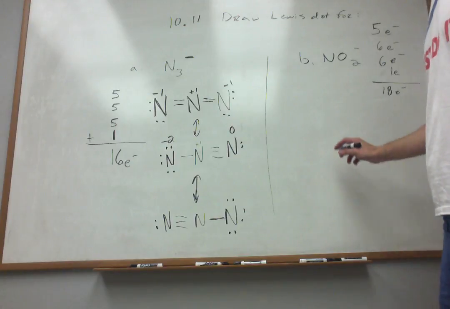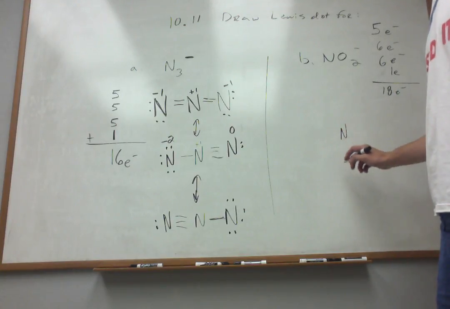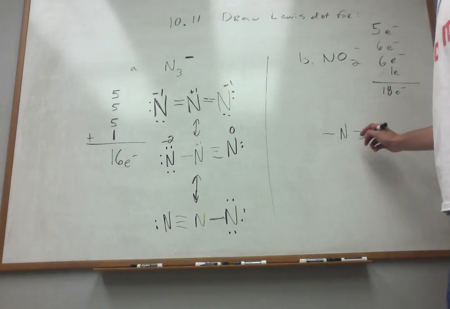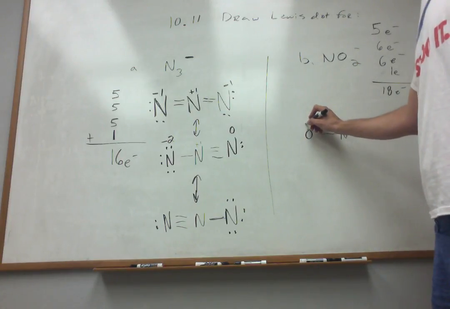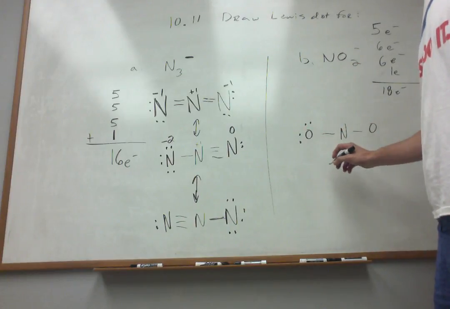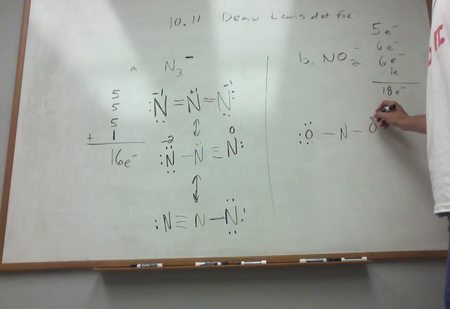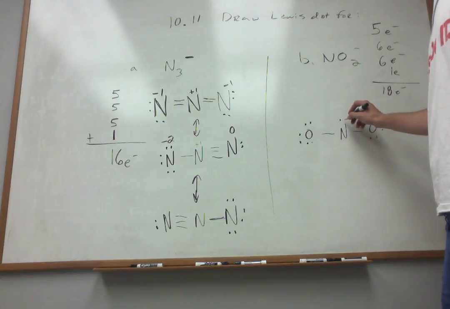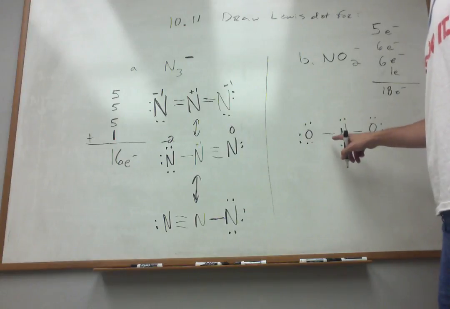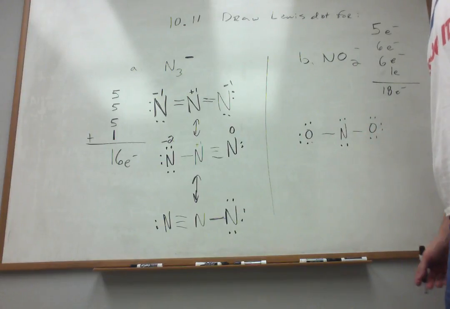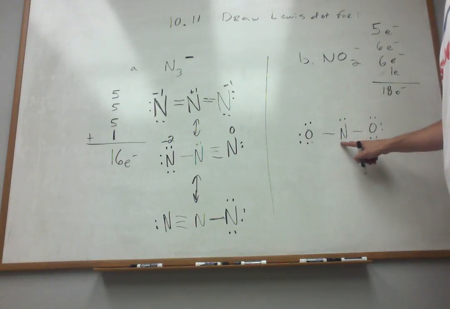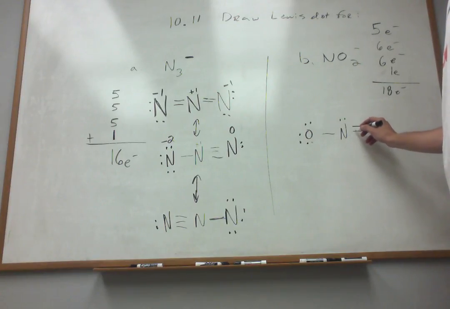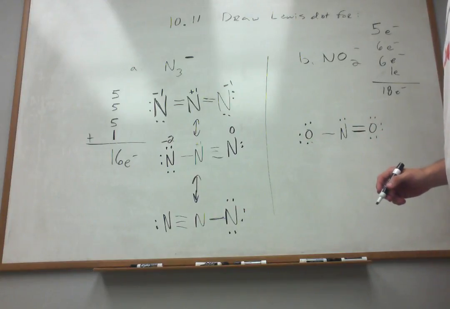Pick the central atom. Nitrogen has the lowest group, so it's probably going to be our central atom. So I write it in the center, connect as much as possible, and then start trying to complete octets, right? So 1, 2, 3, 4, 5, 6, 7, 8, 9, 10, 11, 12, 13, 14, 15, 16, 17, 18, 19, 20. Oops, I've used too many. I used 20 and I only have 18. So that tells me I need another bond, right? So let me draw it in right here and see how that works.